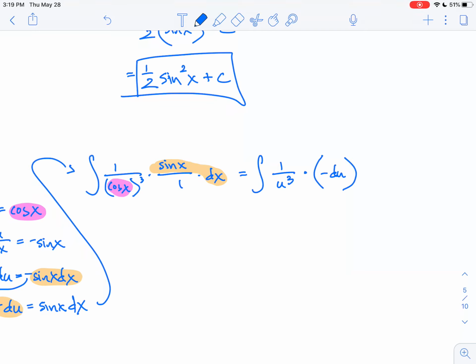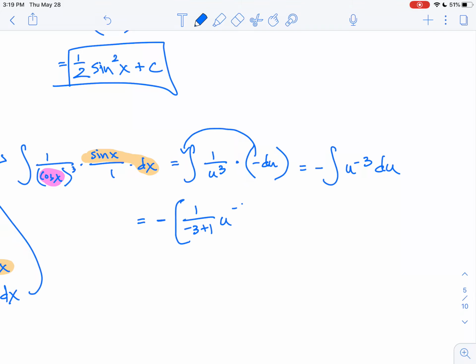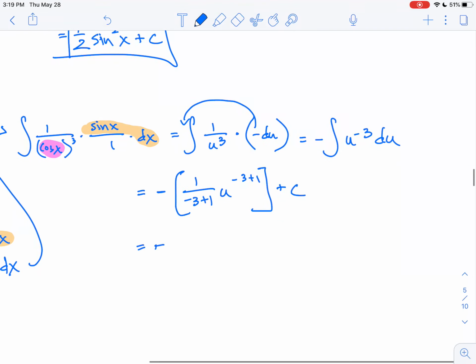Now it's probably a good habit for us to start bringing any constants and signs right out to the front. I probably won't show that very much during the course of our work. So that's going to give me negative the integral of u to the negative 3 du. And now I can use my power rule. So negative 1 over negative 3 plus 1, u to the negative 3 plus 1, plus c. And that's going to give me negative times negative 1/2 u to the negative 2 plus c.